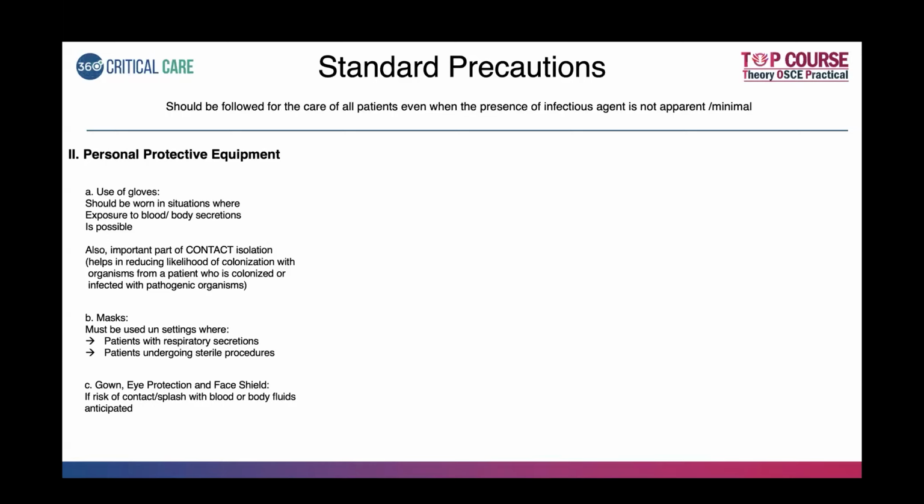Then masks. They must be used in settings where patients with respiratory secretions are there and for patients undergoing sterile procedures. So gown, eye protection, and face shield should be used if the risk of contact or splash with blood or body fluids is anticipated.